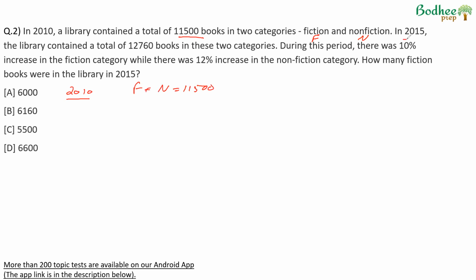Now, the fiction category increased by 10%. So the number will now become F into 1 plus 10 upon 100. This will be 1.1. So in 2015, the number of fiction books will be 1.1F, plus non-fiction increased by 12%. So the number will become N into 1 plus 12 upon 100, which will be 1.12N. This sum will now be 12760. We have to find the value of non-fiction books. 1.1F is what we have to find out. What we can do is multiply this by 1.12, cancel out to get F.